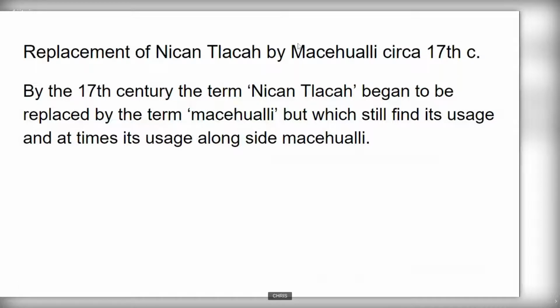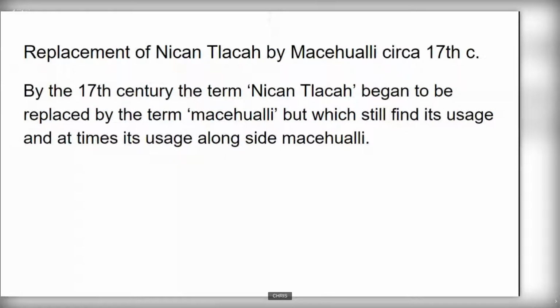So, regarding the replacement of the term Nikantlaka: by the 17th century, which is the 1600s, the term Nikantlaka began to be replaced by the term Masewali, which still finds its usage, and at times is used alongside Masewali. So you'll see, as we're going to see from the historical record, that originally Nikantlaka was the term utilized in referencing indigenous people as a whole, regardless of so-called nobility or commoners. This is because the term Masewali originally, as we'll see, had other connotations, at least in central Mexico at the time of contact.